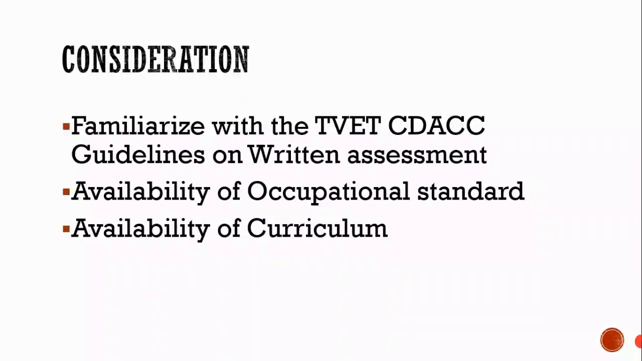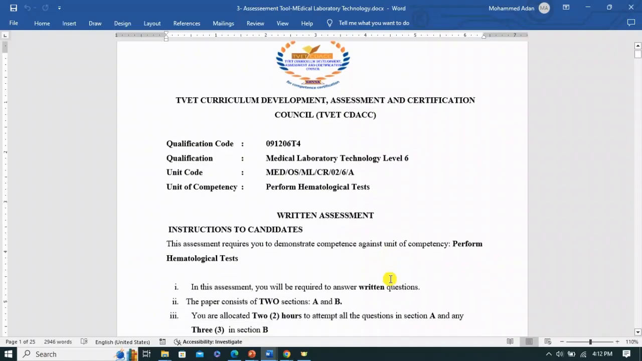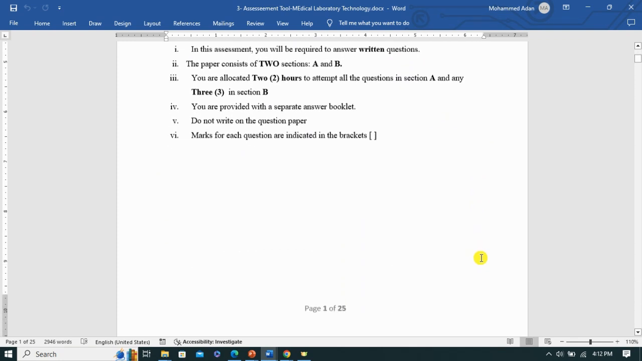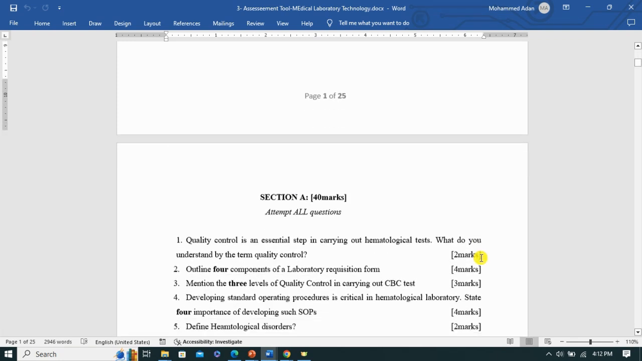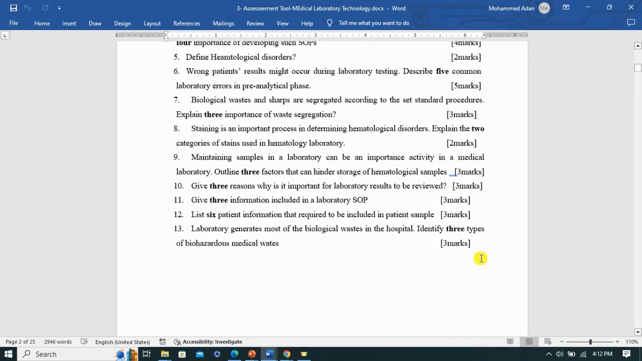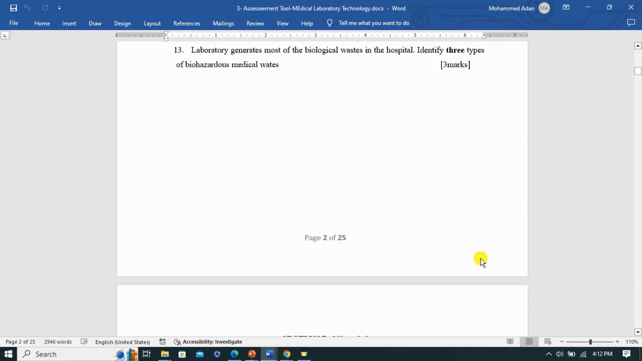Something else, you need to have basic templates so that you bring about uniformity when you're developing the written assessments. So basically, that is what we need to know about written assessments. So moving forward in our next video, we are now going to develop at least a written assessment based on our performance criteria so that we're able to see how we develop questions, how we give marks or scores to those particular questions.